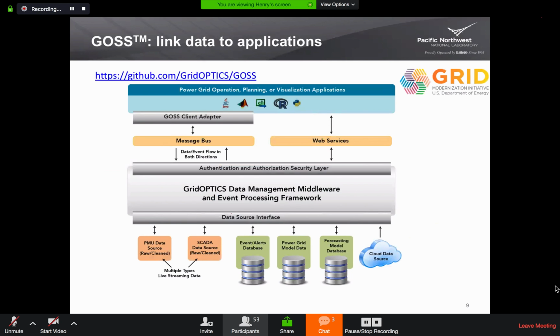Again, the goal is to separate application and data. Applications don't have to worry about the details on the data side. For example, just use myself as an example. I'm more in the area of modeling, simulation, control. I may have more knowledge about how to build models, how to run the simulation, but I may not know as much about protocols, databases, and so on.